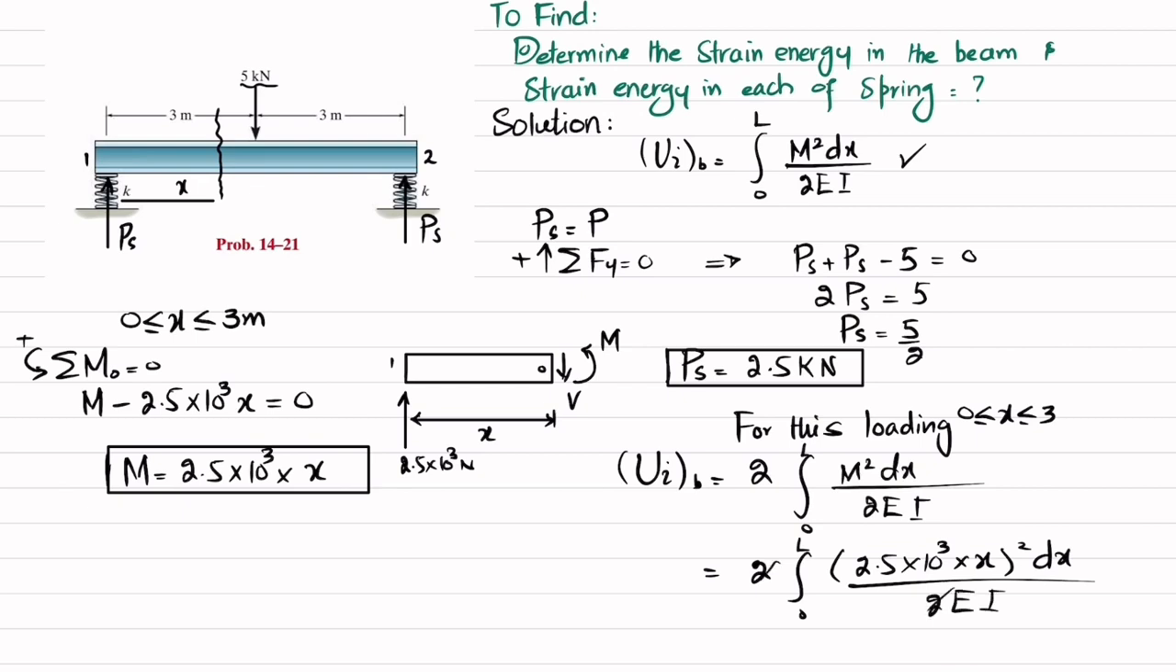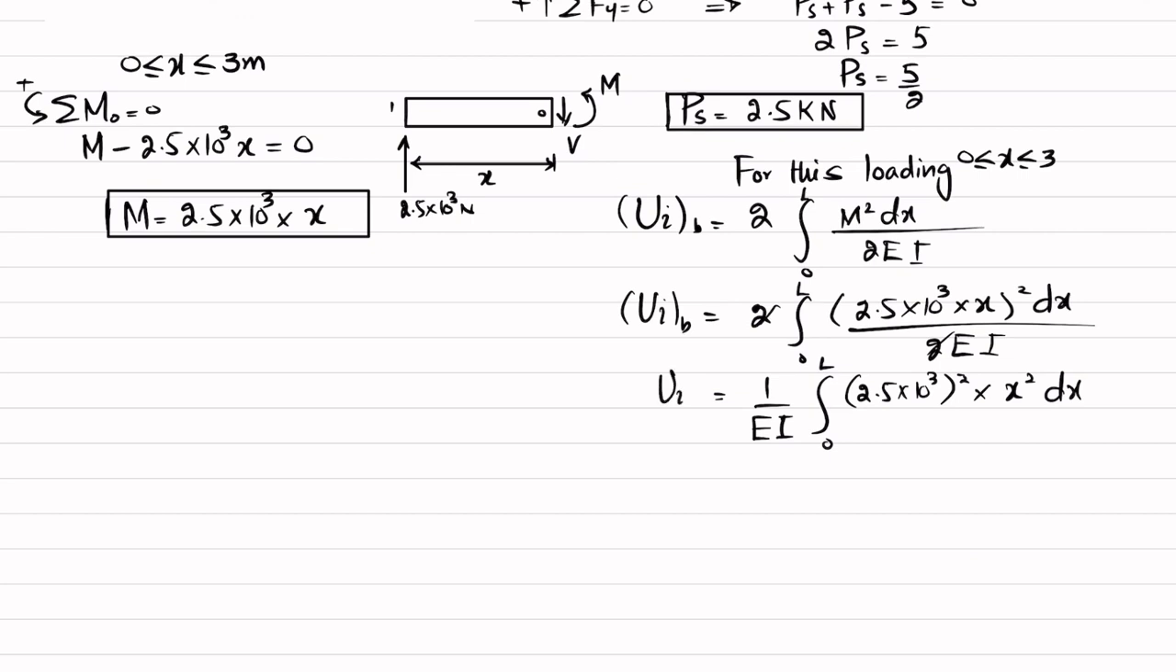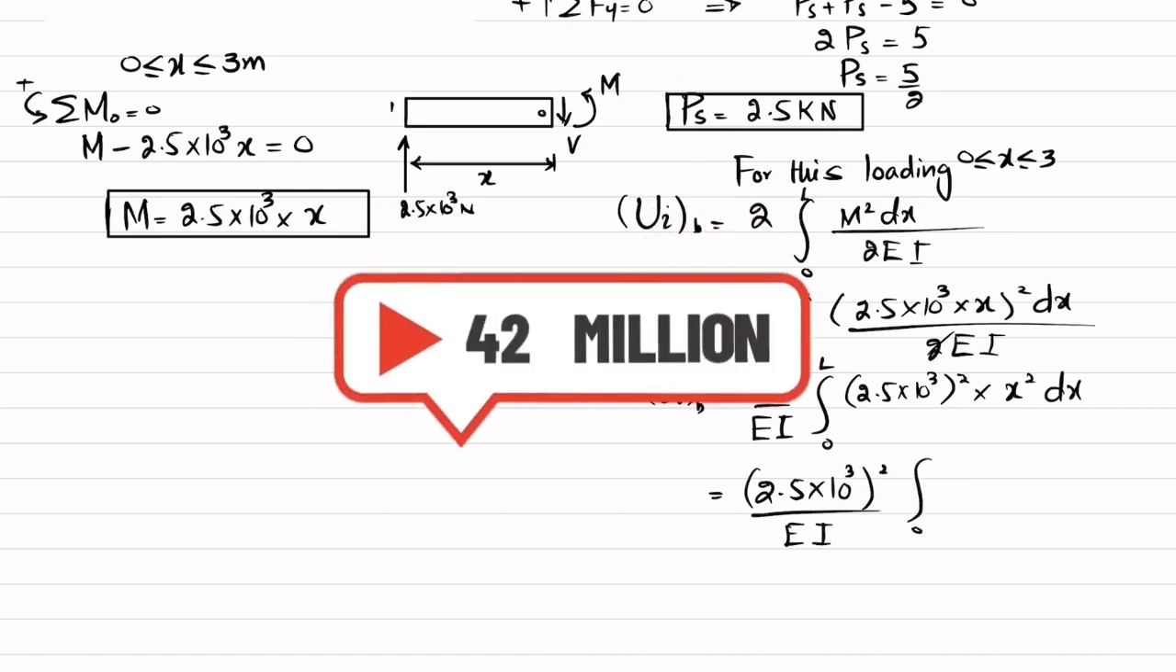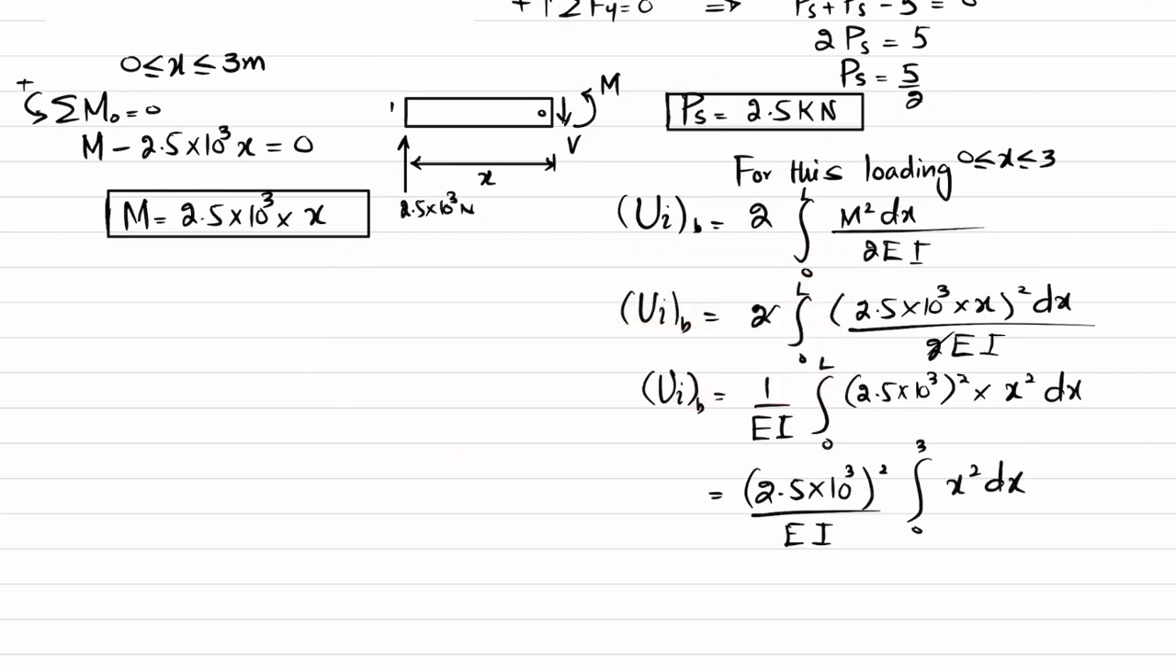Clear? So 2 will cancel with this, so we will be left with 1 over EI, and that will be from 0 to L of (2.5 into 10 to the power 3) whole square into x square dx. So you can take this constant out of the integral, so you will get (2.5 into 10 to the power 3) whole square divided by EI, and you will be left with the integral from 0 to L, and here this will be equal to from 0 to 3, and we have x square into dx.